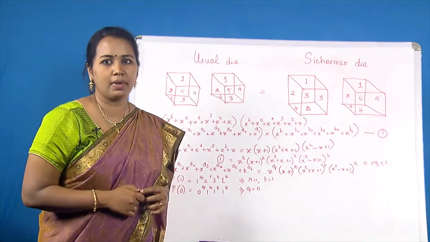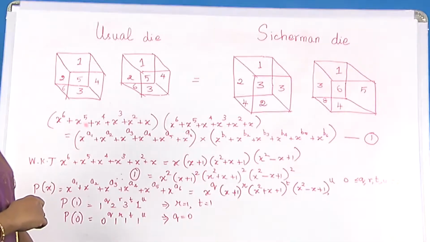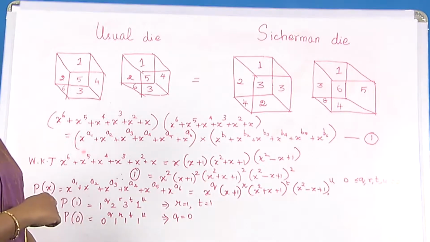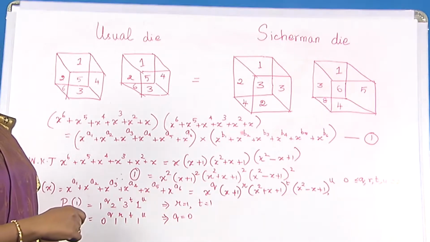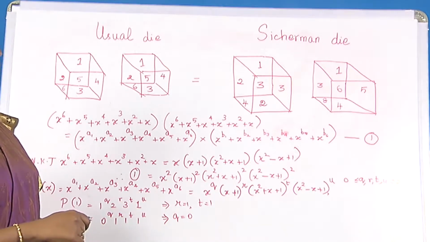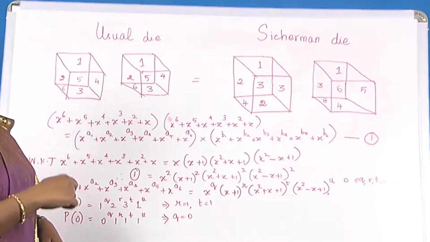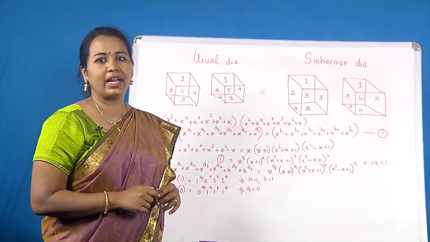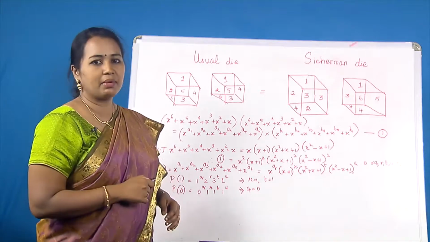Using our observation about the products of polynomials, this means that (x^6 + x^5 + x^4 and so on) multiplied twice is equal to (x^a1 + x^a2 + x^a3 and so on up to x^a6)(x^b1 + x^b2 + x^b3 + x^b4 and so on up to x^b6). We have to solve this equation for the ai's and bi's. If we solve for the ai's and bi's, we will get the answer whether these values can be substituted in place of the Sicherman die.